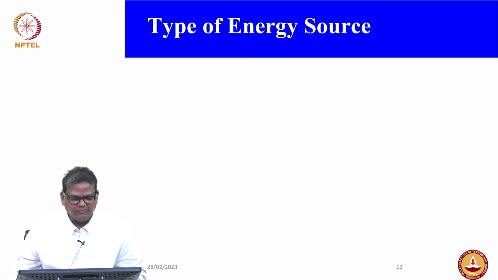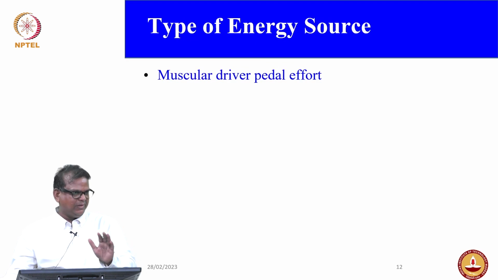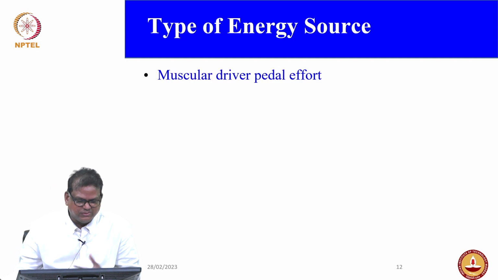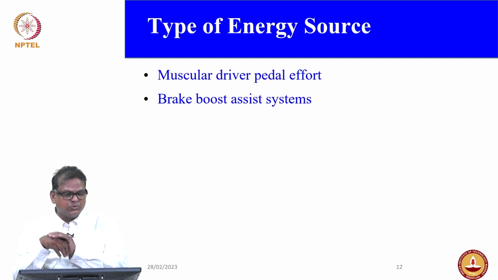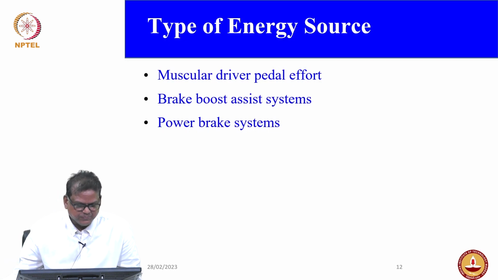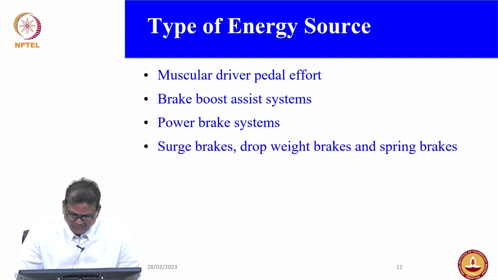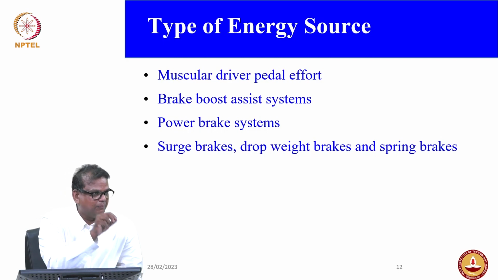Next, the type of energy source. How does the energy come to the brake system? When you talk about energy here, it is to stop the vehicle, not the vehicle's energy. Either you can give it through muscular pedal effort, or a brake boost system, which I have already explained, or power brake systems, or a surge brake, drop weight brake and spring brake. These are the four ways you give your input for applying a brake.